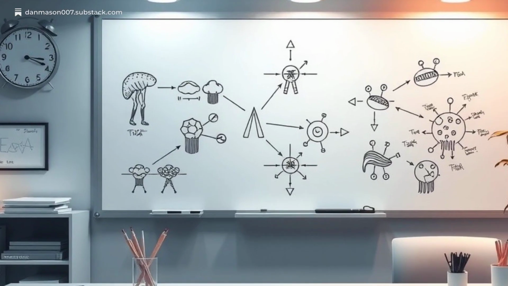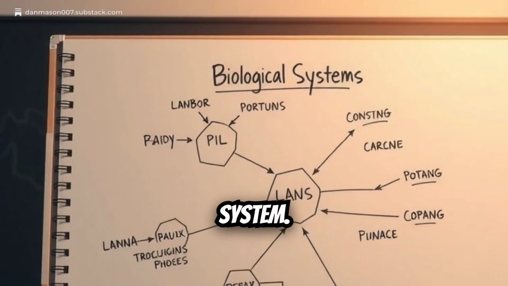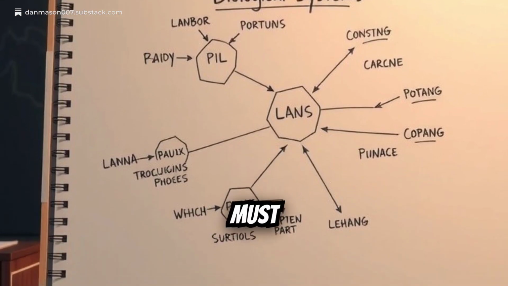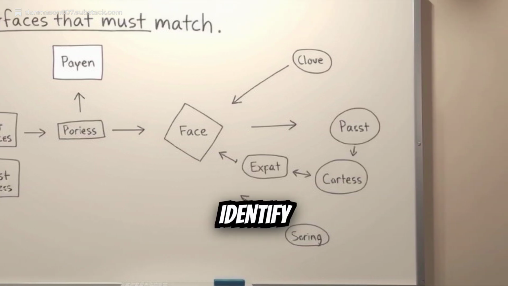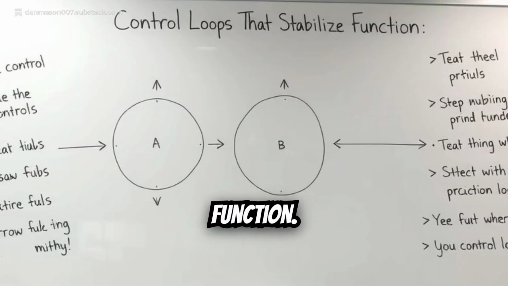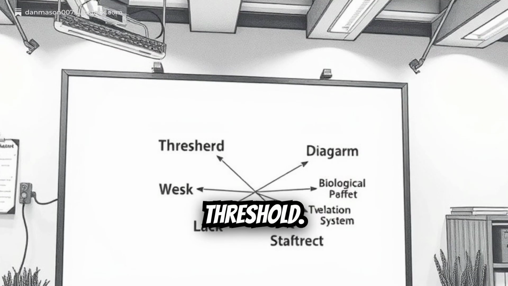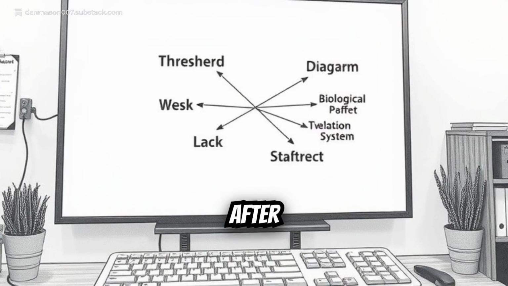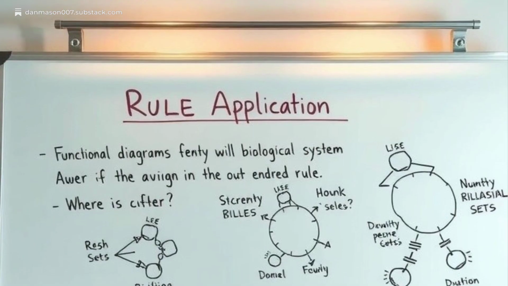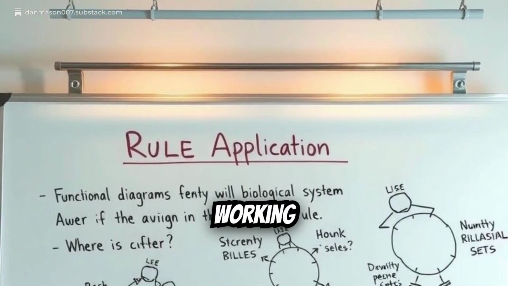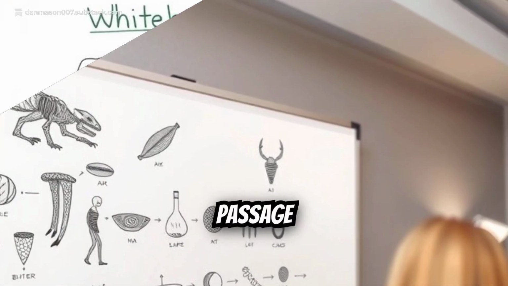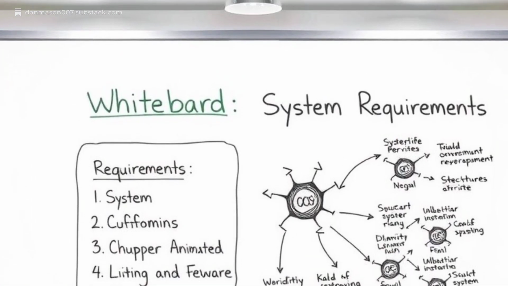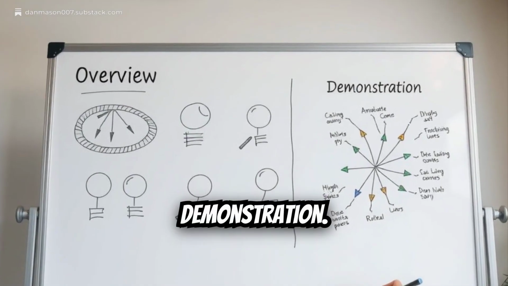When a claim addresses complex function, map the system. Identify parts that must coordinate. Identify interfaces that must match. Identify control loops that stabilize function. Identify the integration threshold. Does function appear only after a minimum set exists? Apply this rule to claims about working biological systems, not single parts. If a passage skips system requirements, it offers overview, not demonstration.